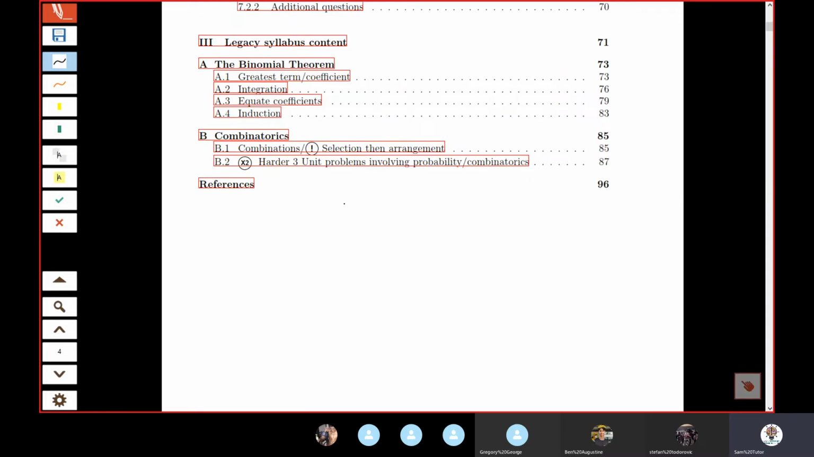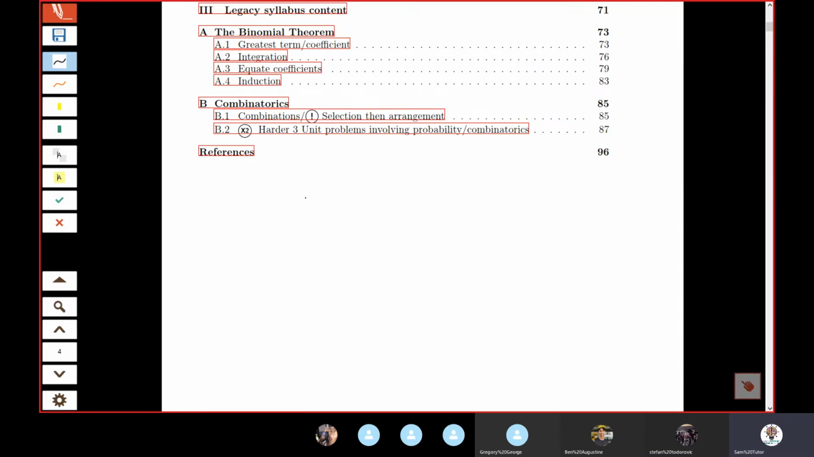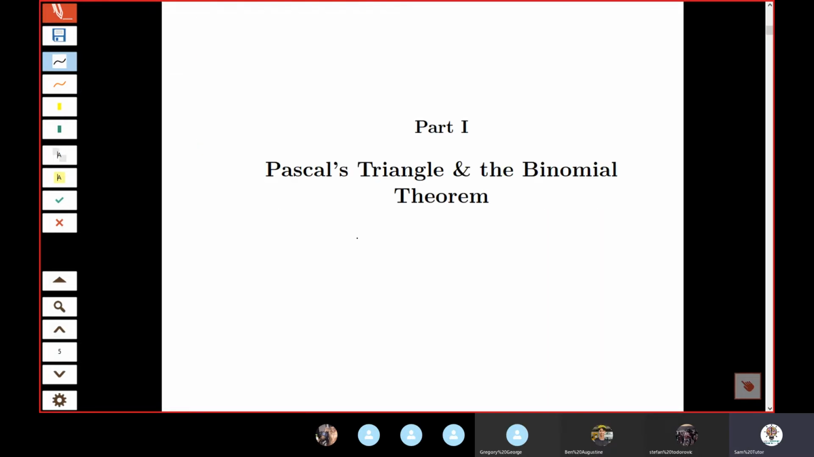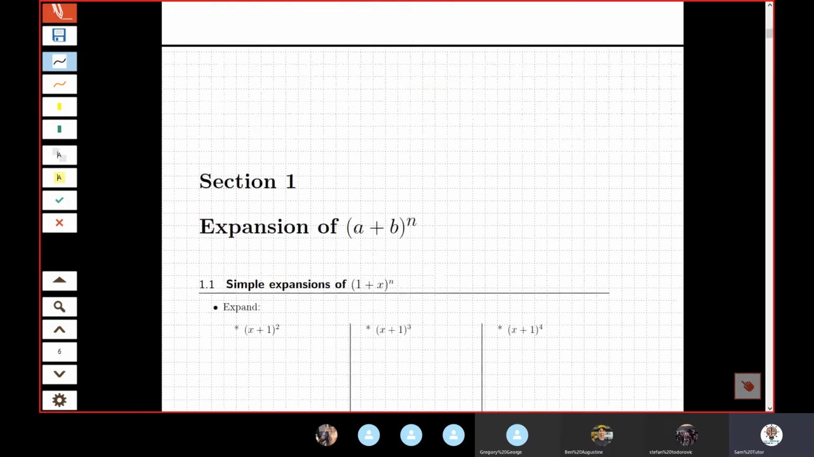All right. Let's do it. In here, for Extension 2 kids, there are even harder 3-unit problems for you to give a shot at if you're interested. Okay, part 1.